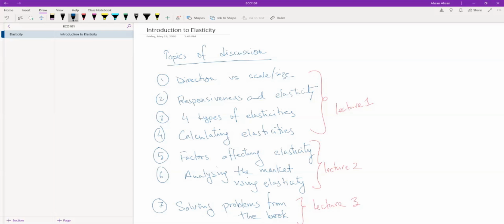Okay. And then finally, in the next lecture, the first lecture of week 5 of this semester, I'm going to be solving a few problems from the book. So maybe I'll solve 3, 4, or 5 problems from the book, and then I will mark out a few more problems for you to solve in your own time. Okay. So let's get started with number 1, which is basically direction versus scale.